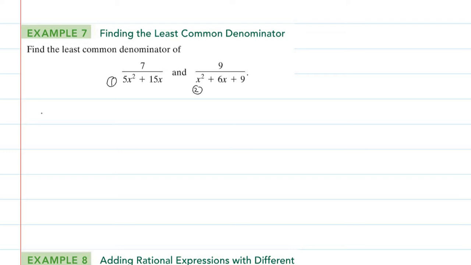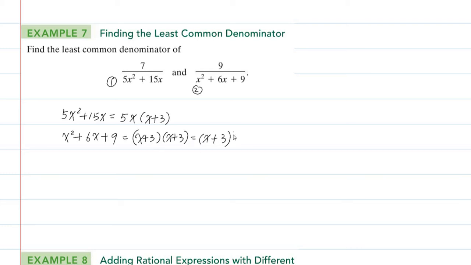So all you have to do is factor each denominator. For the first one, we're going to factor the denominator. By now you should know how to factor it. So let's factor this. That will be 5x, and what's left over is x plus 3. Then we're also going to factor the second denominator, x squared plus 6x plus 9. Factoring this, we get x plus 3 times x plus 3, which is x plus 3 squared.